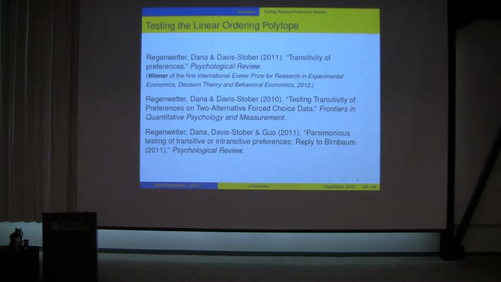violations of transitivity religion, either because they use wrong methods or because their data, when you analyze them the right way, actually are perfectly consistent with transitivity. So that's what these citations here are about.